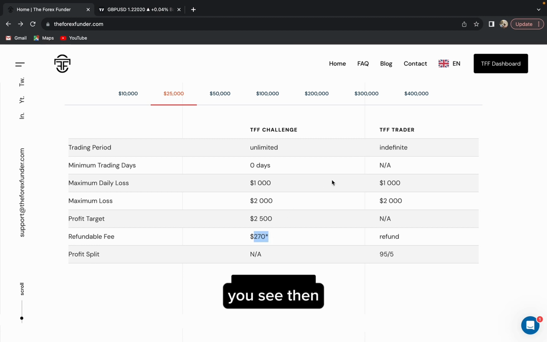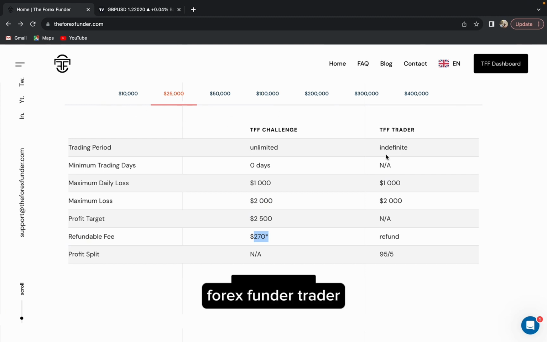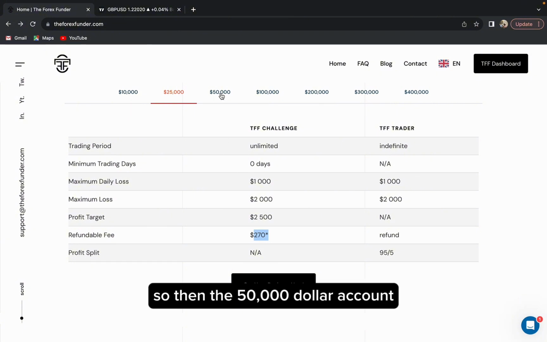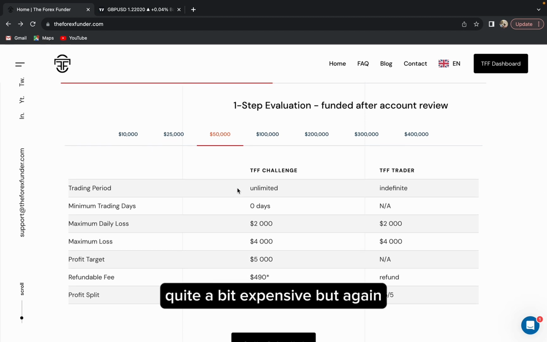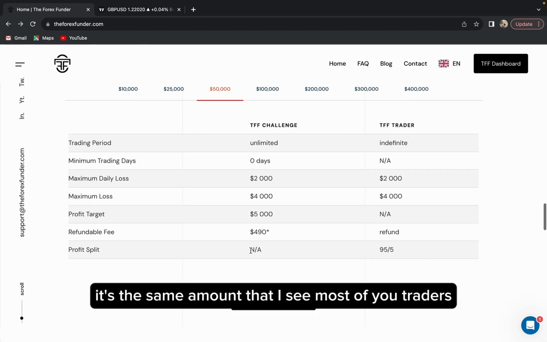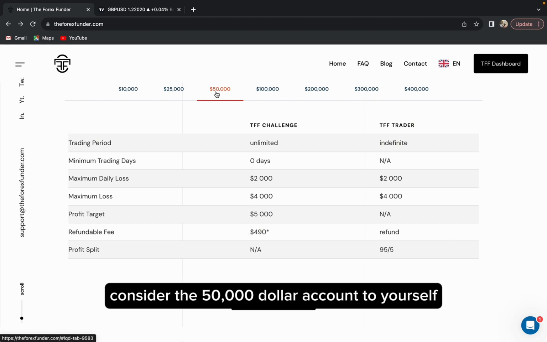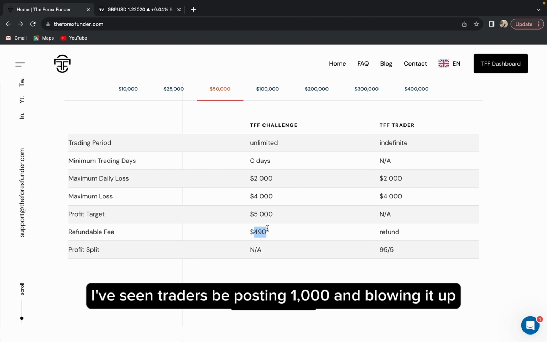It's almost the same as the $10,000 account in what you receive when you become a forex funder trader, as you can see here. Then the $50,000 account. Now as we go higher, the accounts become quite a bit expensive, but again, it's the same amount that I see most of you traders deposit in your accounts. So with the $50,000 account, you receive this account at only $490. I've seen traders depositing $1,000 and blowing it up.